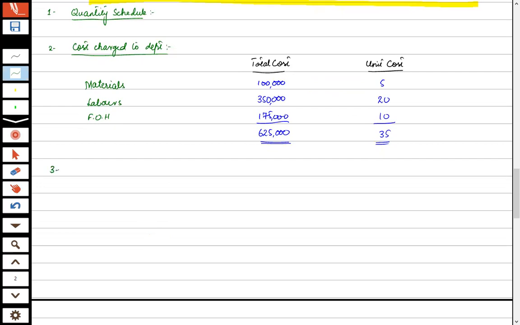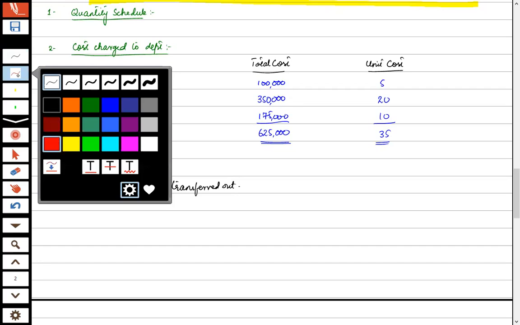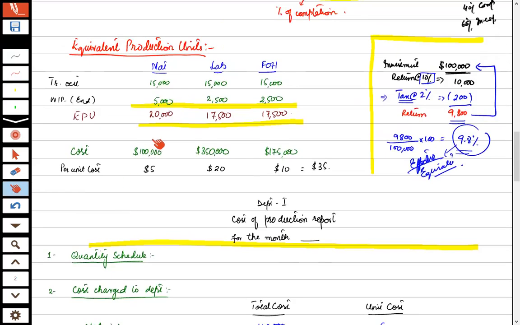Number three, cost accounted for as follows. First, we will calculate units completed and transferred out. So how many units were completed and transferred in our example? 15,000.